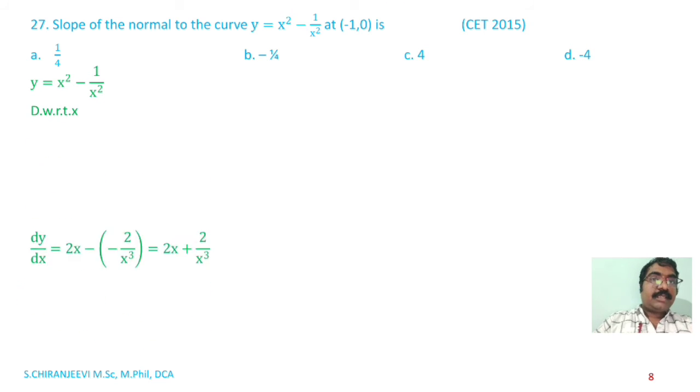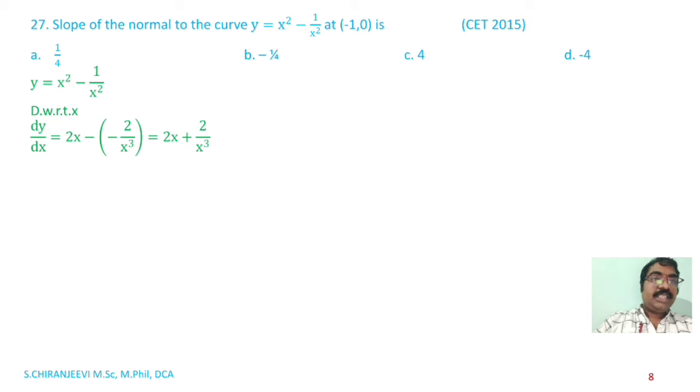Differentiating with respect to x, dy by dx is differentiation of x square is 2x minus differentiation of 1 by x square will become minus 2 by x cube. So it will be 2x plus 2 by x cube. See here, 1 by x square can be taken as x power minus 2. Differentiation of x power n is n into x power n minus 1. So x power minus 2 will become minus 2 into x power minus 2 minus 1. So it will be minus 2 by x cube.